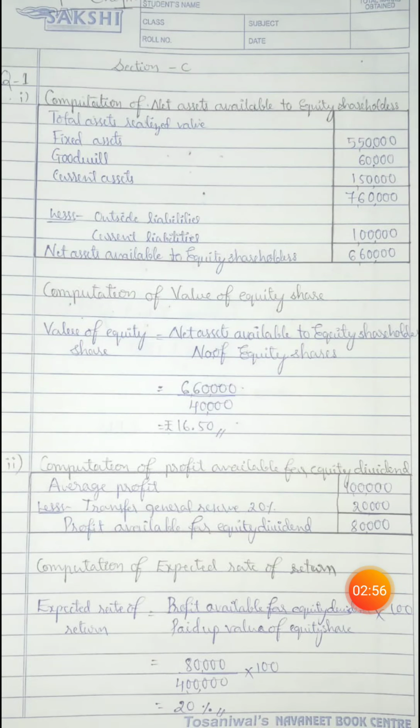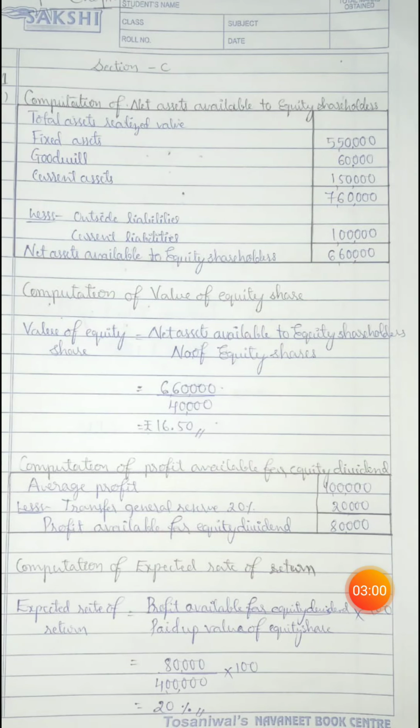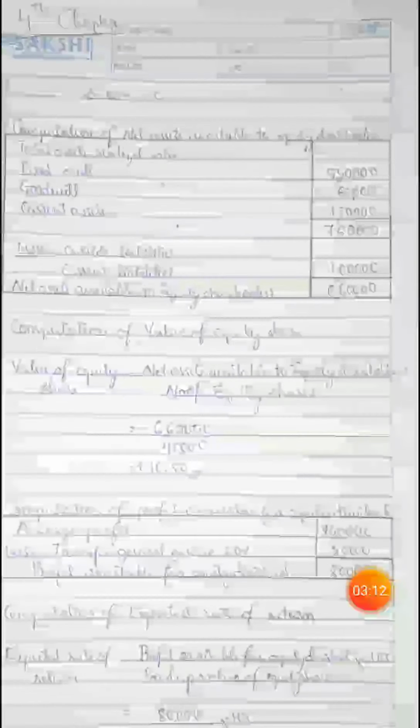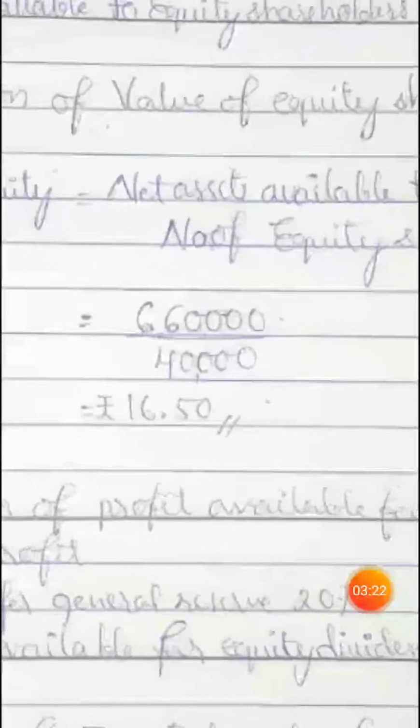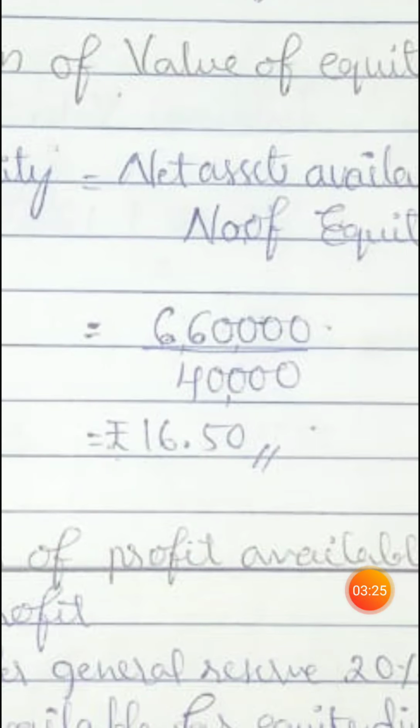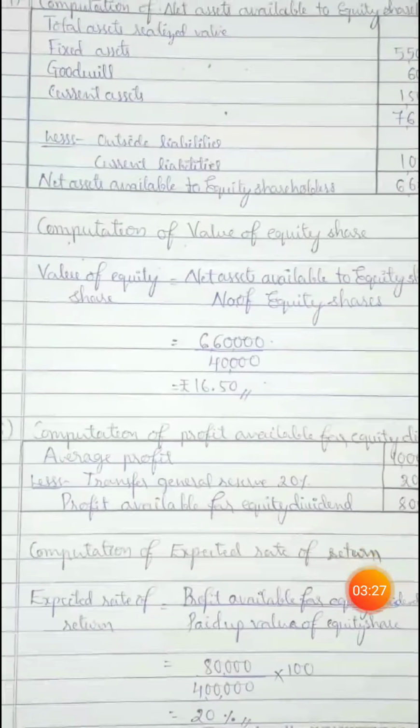That's our net assets available to equity shareholders. Now, computation of value of equity shares. Value of equity shares, the formula says net assets available to equity shareholders divided by number of equity shares. Here we got 6,60,000. That's net assets available to equity shareholders, and the number of equity shares has been given in problem, that is 40,000. So 6,60,000 divided by 40,000, it comes to 16.50.